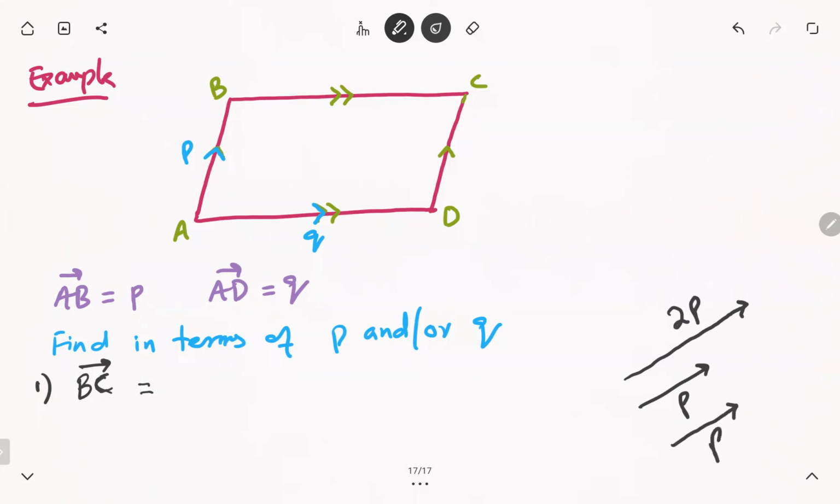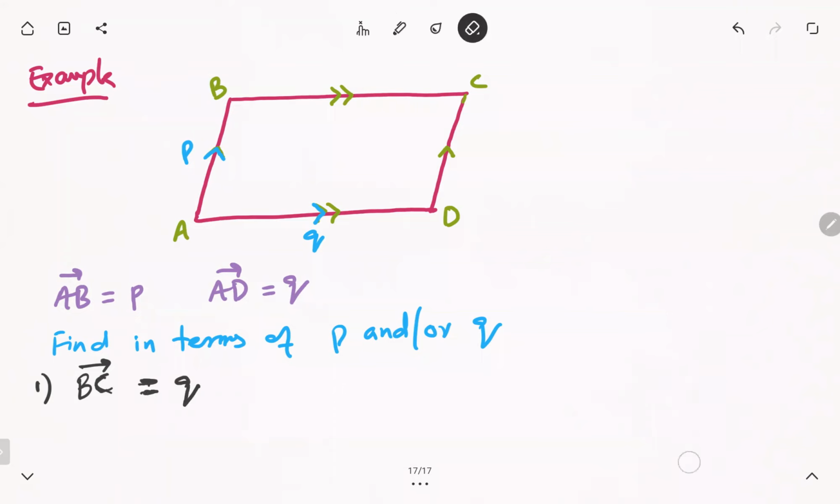So see, this is a parallelogram. So if it is a parallelogram, BC and AD are parallel and also equal as well. Equal भी हैं, they are equal and parallel. So if vector AD is Q, then what would be the vector BC? That will also be Q. So the vector BC is also Q because opposite lines are parallel in the case of parallelogram and also equal. So if vector AD is Q, then BC is also Q.